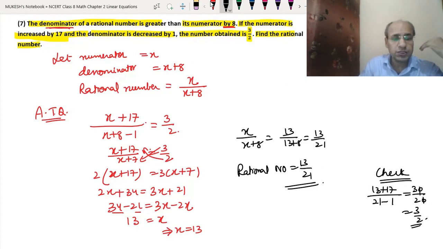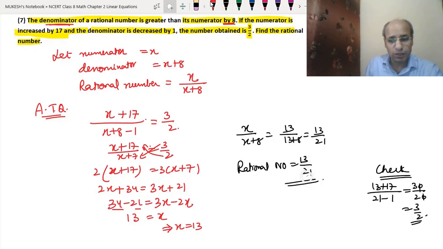So what we have done in this question: we have just assumed the numerator to be x, and the denominator to be x plus 8, because the denominator is 8 more than the numerator. So the fraction became x upon x plus 8. Now in the second part, according to the question, the numerator is increased by 17 and the denominator has been decreased by 1. So now this fraction became 3 upon 2, and after solving it we get the value of x as 13 and the rational number 13 upon 21, and after checking it we get the right answer. So I hope you have understood the whole exercise completely.